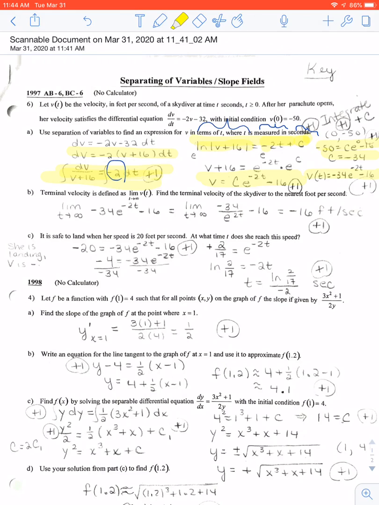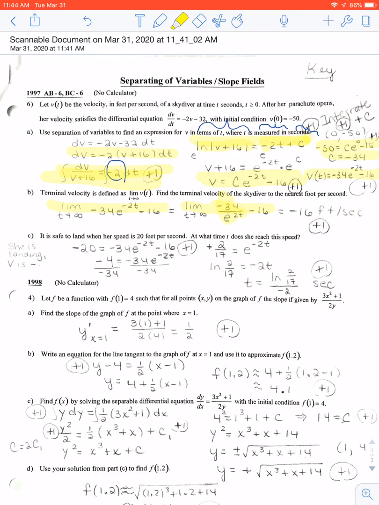Part B is just worth a point. They want us to find terminal velocity, which means the limit as t approaches infinity of the velocity function. I could probably think about it this way a little bit easier, because if t is infinity, that first part is going to be 0, and then we have minus 16, so our terminal velocity will be -16 feet per second. You could also think about that graphically, although it's a non-calculator question, so you'd have to think about it without your calculator.